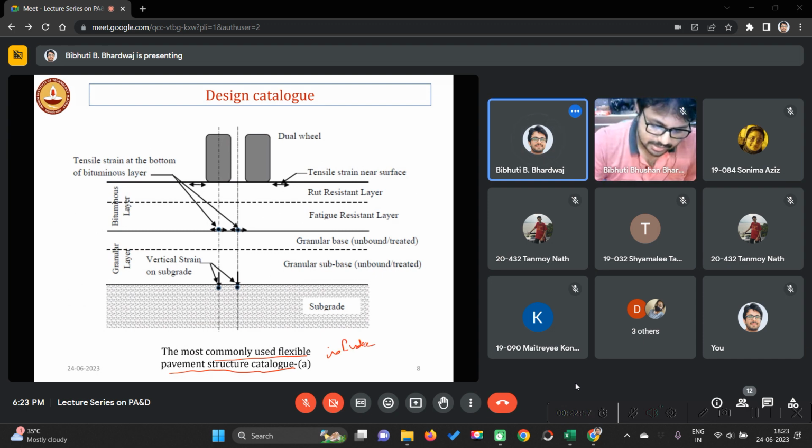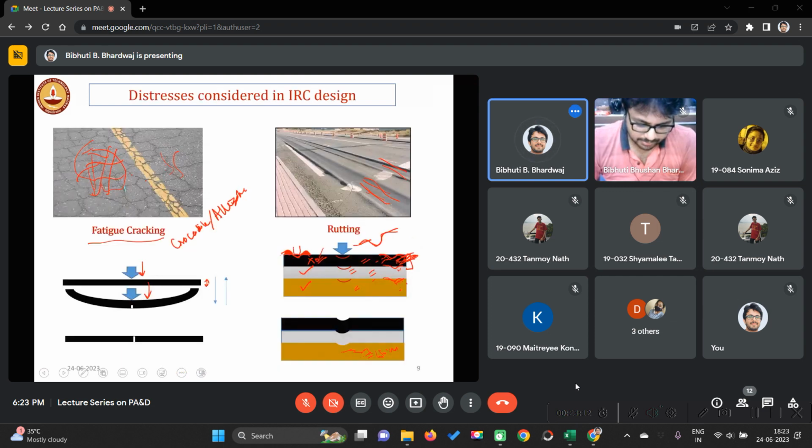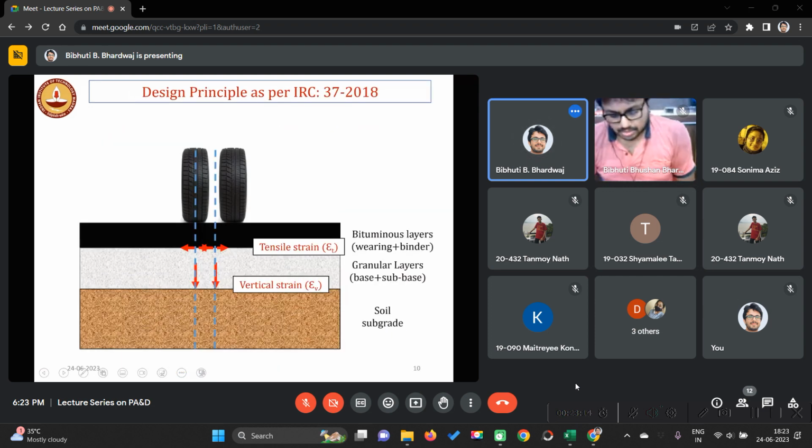Where this layer is your wearing course, this layer is your binder course, this is your base, this is your subbase, and this is your subgrade. Okay, all right. So now, what is the design principle as per IRC 37:2018? So you are designing any road. Okay, you are designing any road. The design principle will be the same, not only for road, but for any kind of structure.